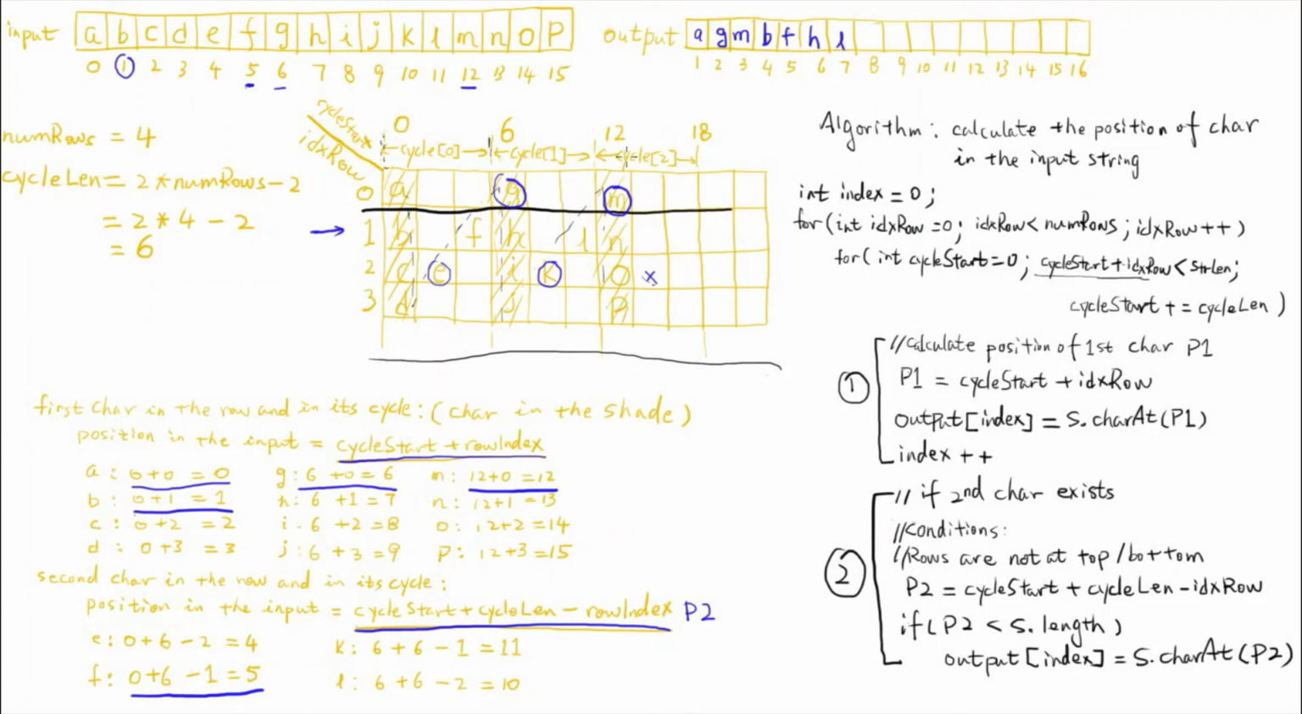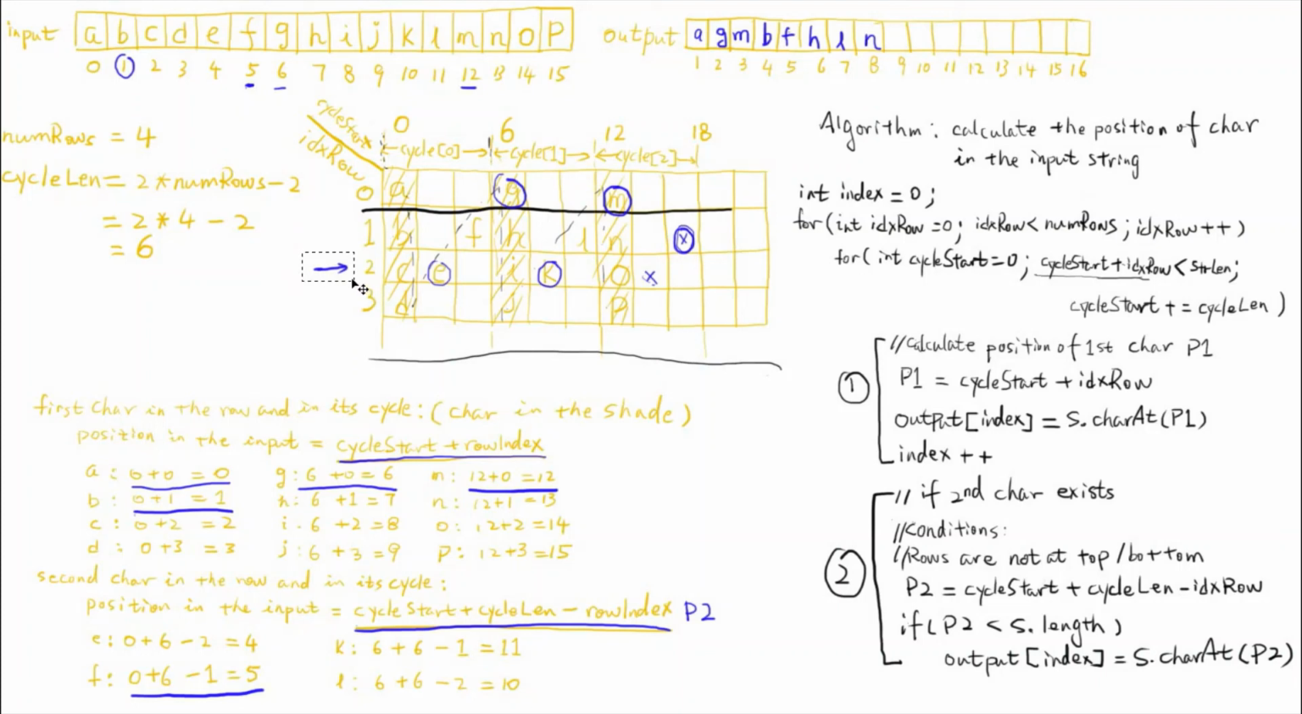And we come to the cycle that starts with 12. The first character in row 1 is N, so we can add N to the output. Then we will check if the second character exists. If it exists, it will be here. But if we calculate the position at this spot, the position will be greater than the string length of our input string. So our inner loop will stop here. Then it will go to row 2.